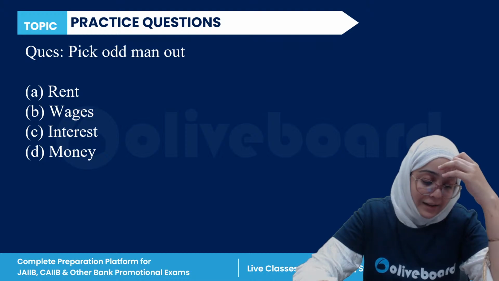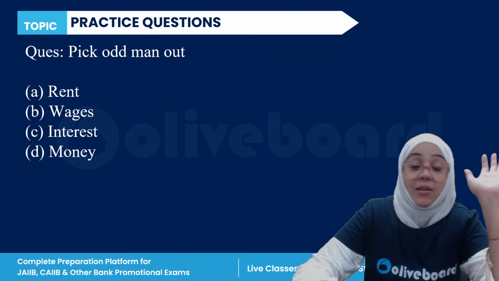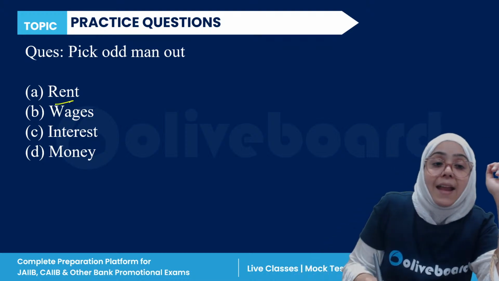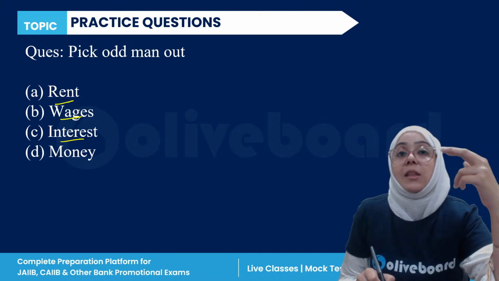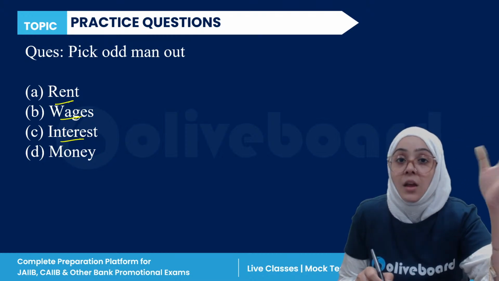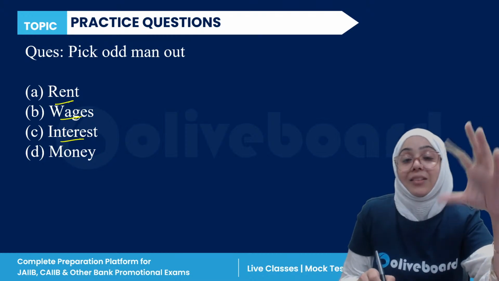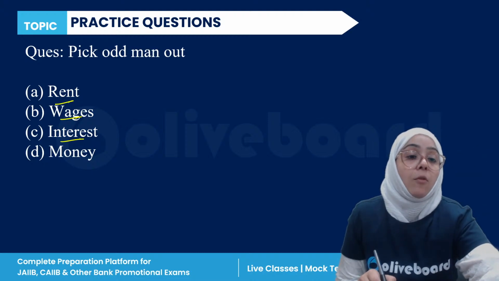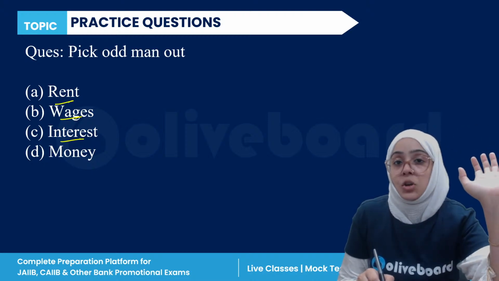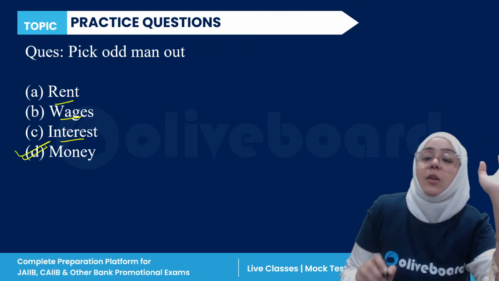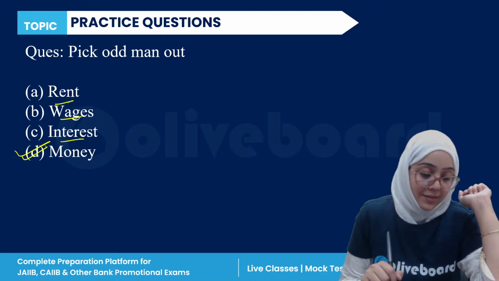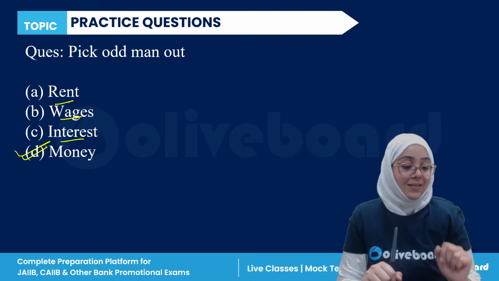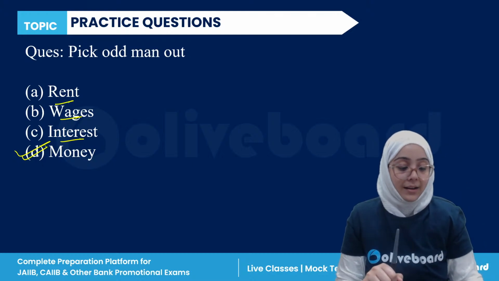Sanjay is right, Karthik is right, Irfan is right, everyone is right. Very good. See, rent, wages and interest are all forms of earnings. Rent is a form of earning, wages is a form of earning, interest is a form of earning, money is simply cash. That's why D is the odd one out here. So D is the correct answer.